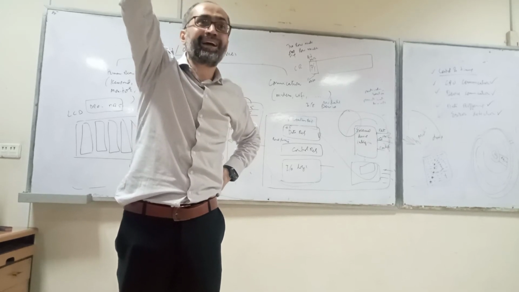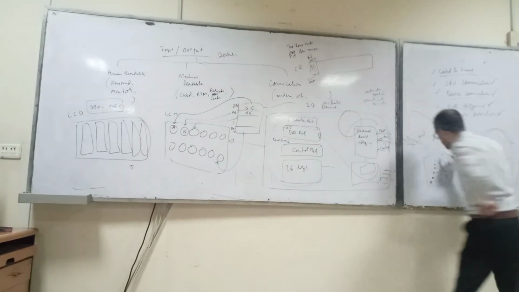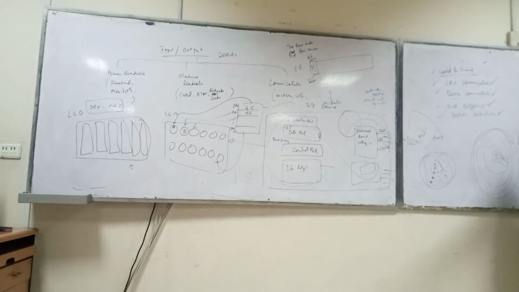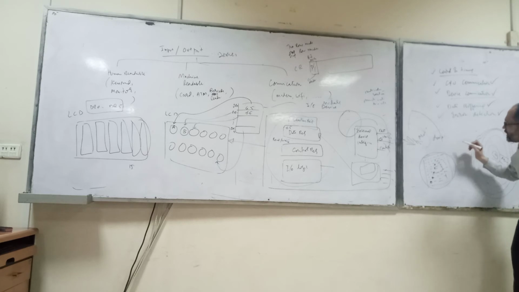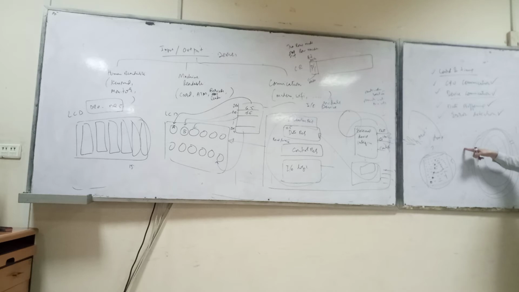Let's assume there are a number of dots. If we have some display, maybe a 7 cross 5 display, it means 7 pixels in a row and 5 pixels in a column.